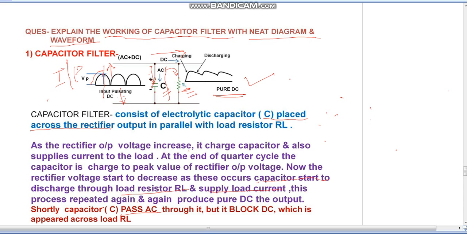Capacitor C passes the AC component through it, but it blocks the DC component, that DC component which appears across the load RL. That is the working of capacitor filter circuit.